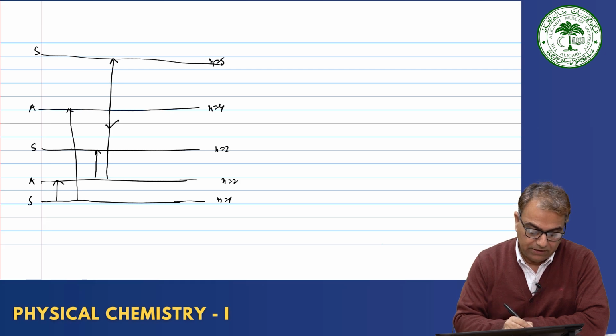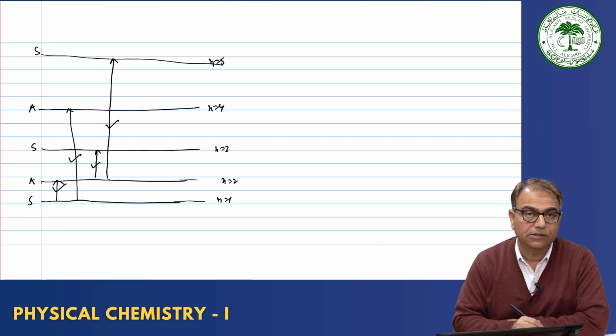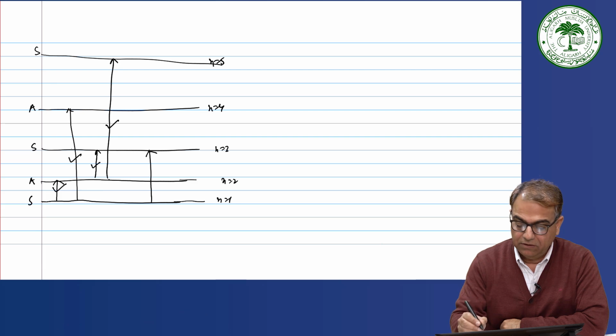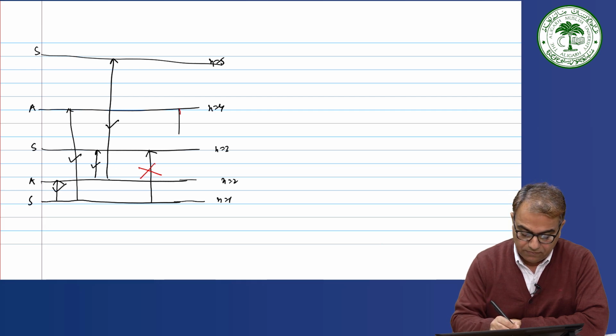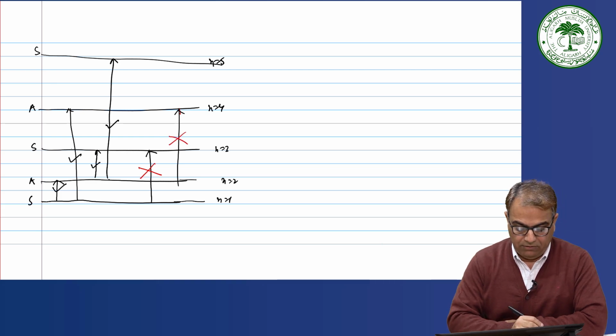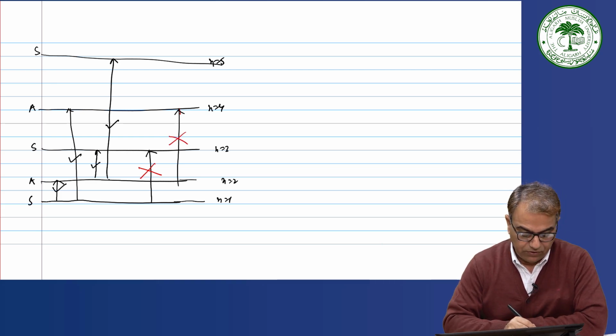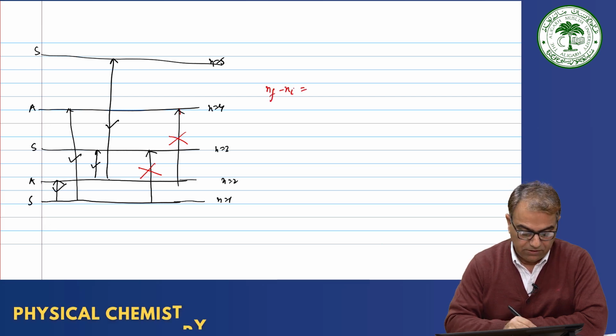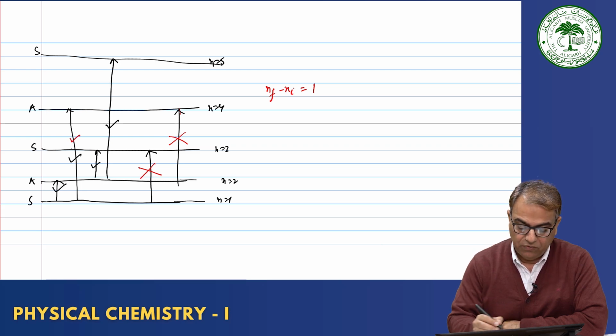So all these, because this is antisymmetric, this is symmetric, all these transitions are allowed transitions. But transition from this to this, one symmetric to symmetric, is not allowed. Transition from this to this is not allowed. Okay. What does it mean? If you look at this one, NF minus NI is how much? 1. If you look at this one, at this transition, what is NF minus NI?